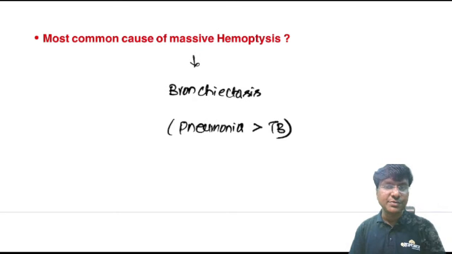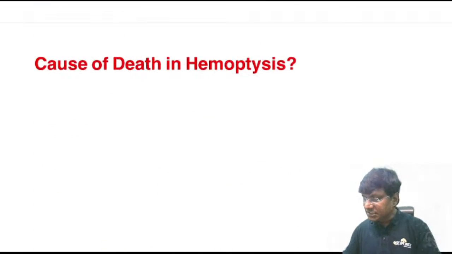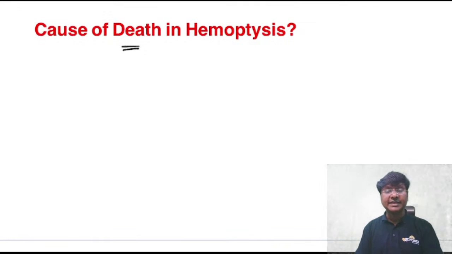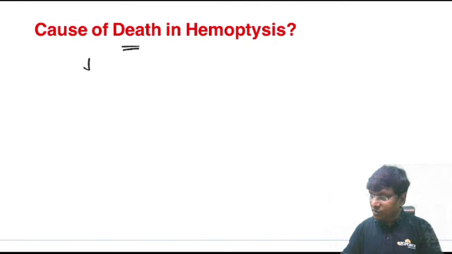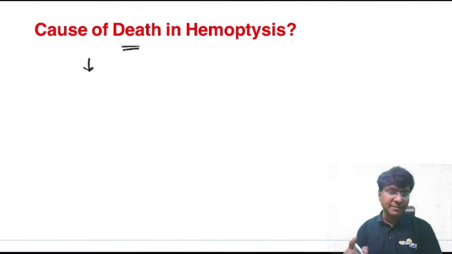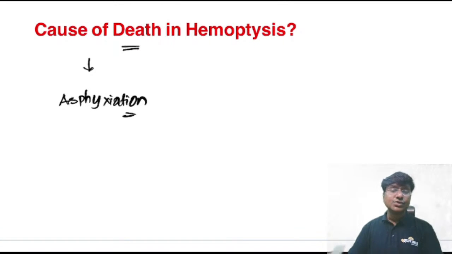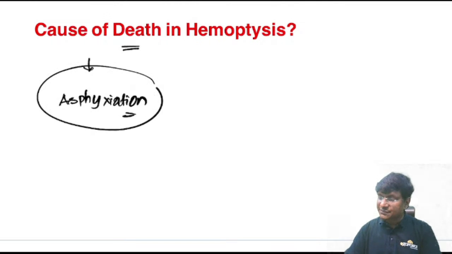And in a patient with hemoptysis, what could be the cause of death? The cause of death in a patient with hemoptysis is asphyxiation. So there is a risk of death due to asphyxiation, and this asphyxiation is from blood filling the airways and air spaces. That can cause asphyxiation and the death of the individual.